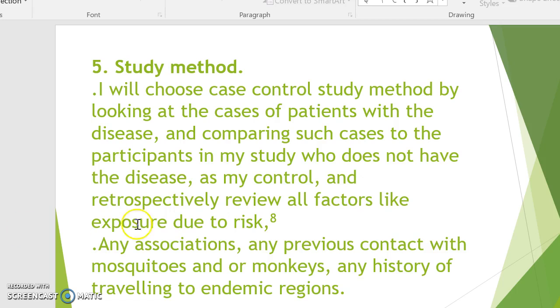Study method. I'll choose the case control study method by looking at the patients with the disease and comparing them with the participants in the study without the disease as my control. Looking for factors like exposure to the risk factors, other associations, any previous contact with mosquitoes or monkeys, and any history of traveling to the endemic regions.